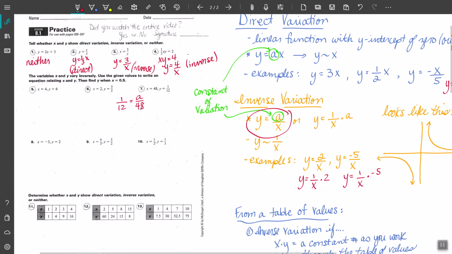We can use proportions here as well, or I could just cross multiply across that equal sign. It'll give me an a of 4. So my inverse variation equation for this set of values looks like that, with a constant of variation of 4. And I'll evaluate when x is 0.5, and that will give me a y of 8.